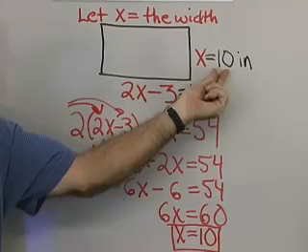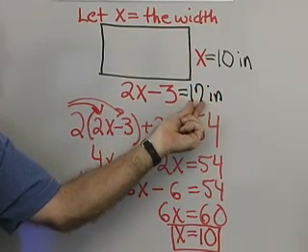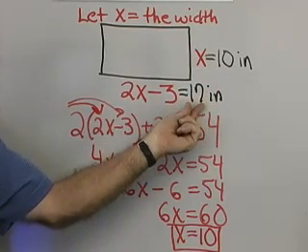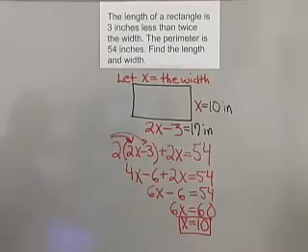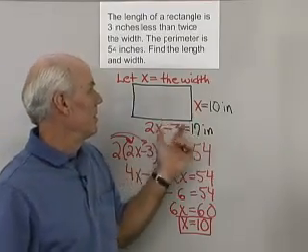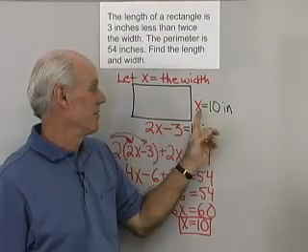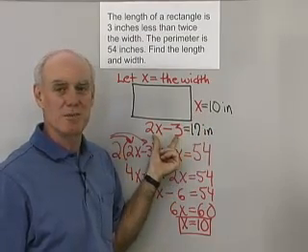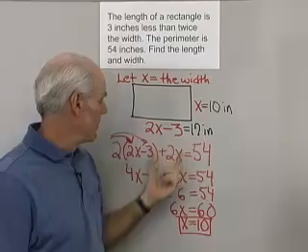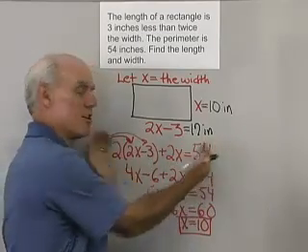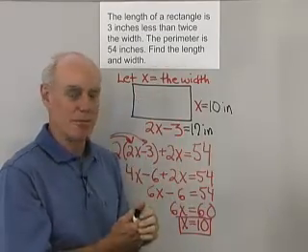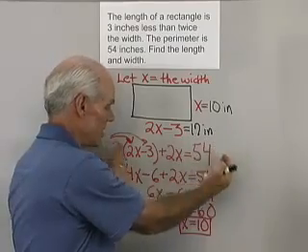Well, 10 plus 10 plus 17 plus 17 is going to end up to be 54 inches. So I've solved my problem here by drawing a picture of a rectangle, labeling the width with x, the length with 2x minus 3, then reading the problem again and seeing that this equation right here describes everything that's written in the problem. So once I've got this equation, I solve it.